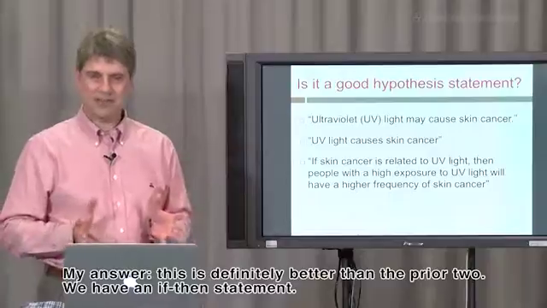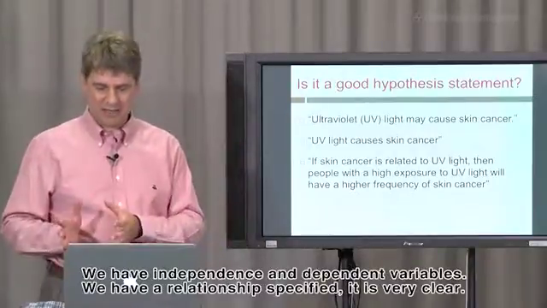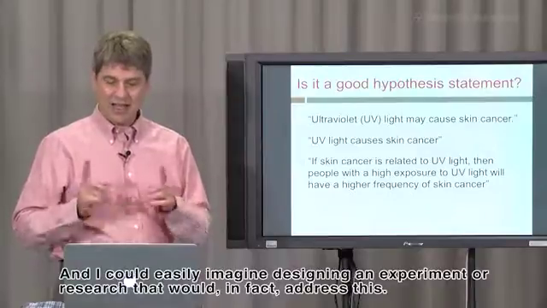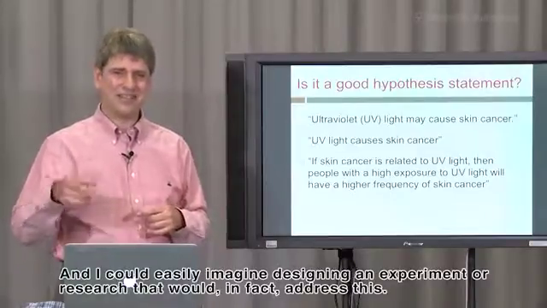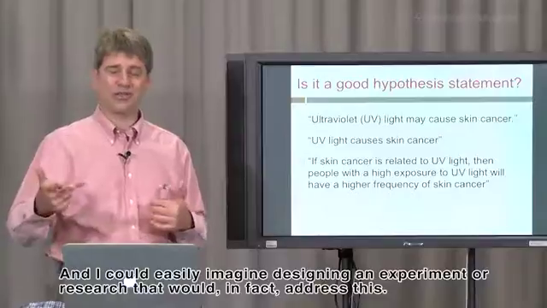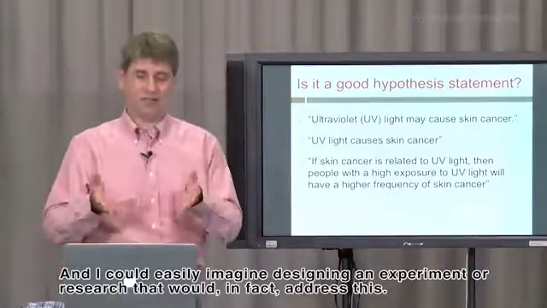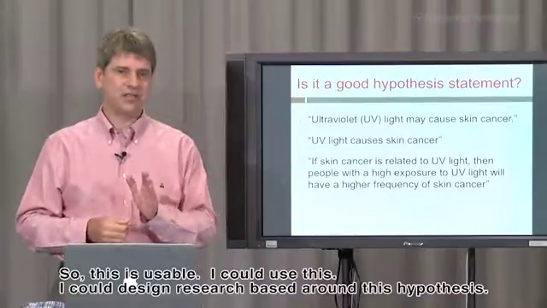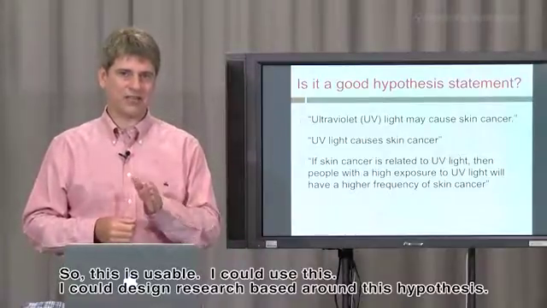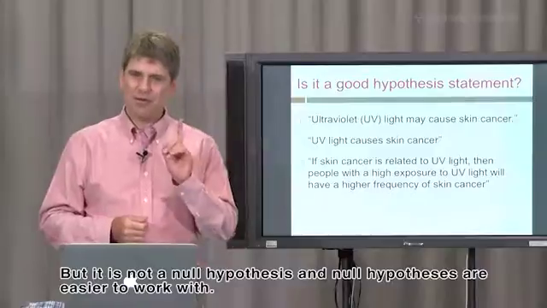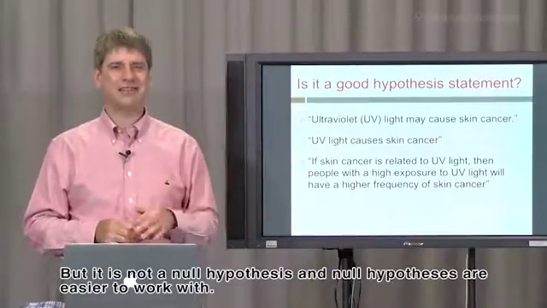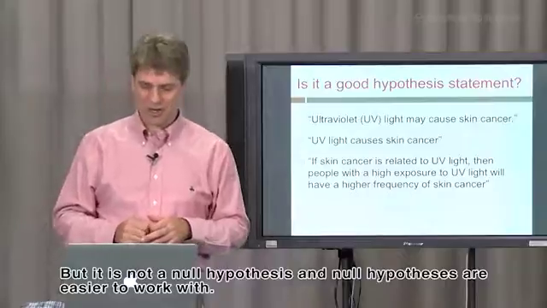We have an if-then statement. We have independent and dependent variables. We have a relationship specified. It's very clear. And I could easily imagine designing an experiment or research that would, in fact, address this. So this is usable. I could use this. I could design research based around this hypothesis. But it's not a null hypothesis, and null hypotheses are easier to work with.